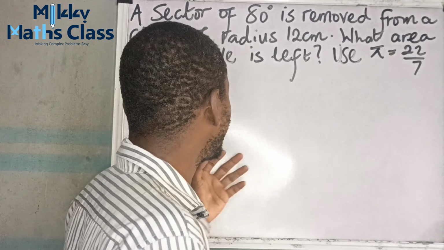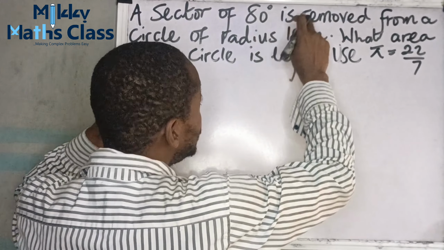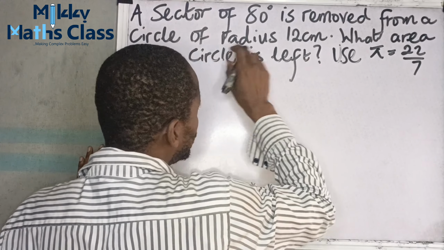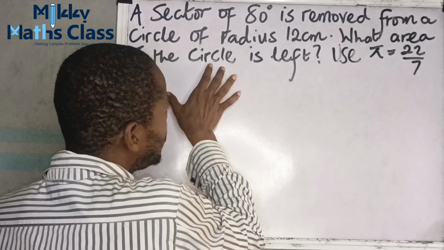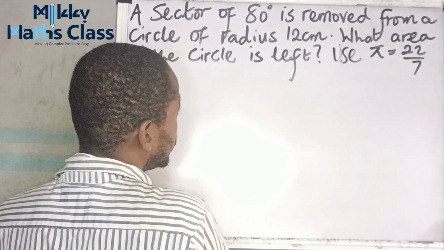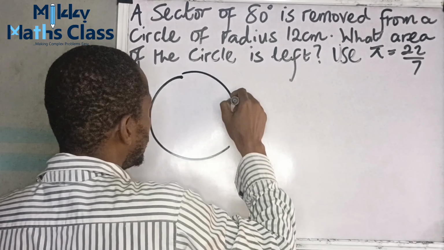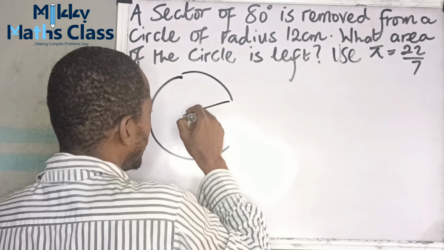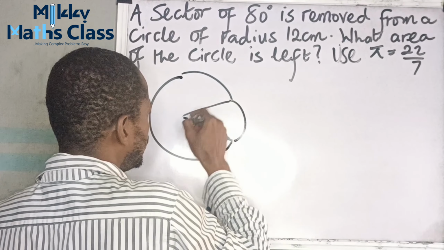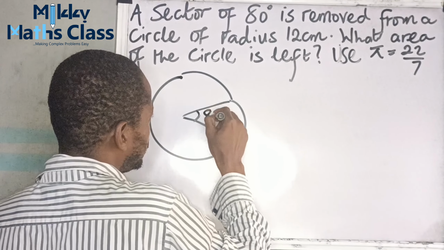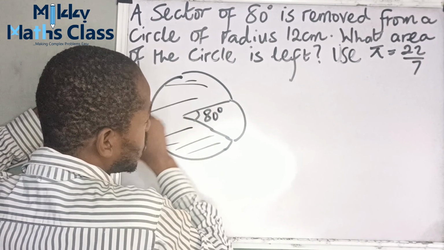We have finding the area of a sector. It says a sector of 80 degrees is removed from a circle of radius 12 centimeters. What area of the circle is left? So let's assume this is the circle and a sector here was removed. Let's assume that this is the sector that was removed, this portion, and here is 80 degrees. So this is the remaining part we are asked to find.